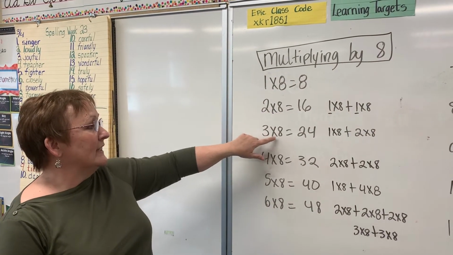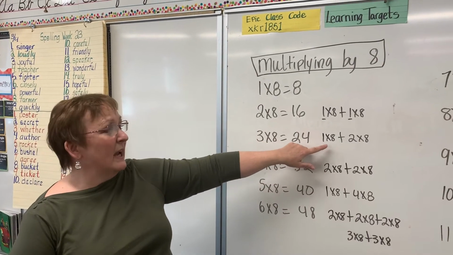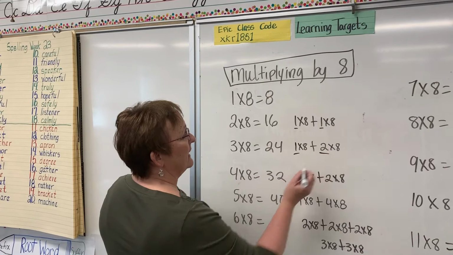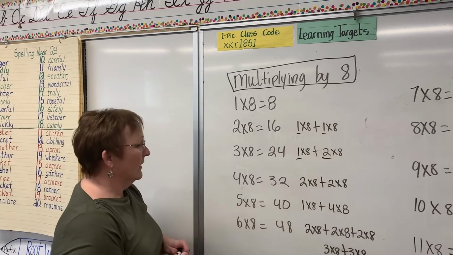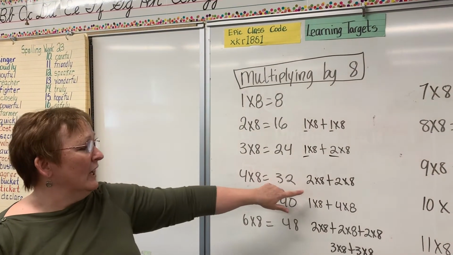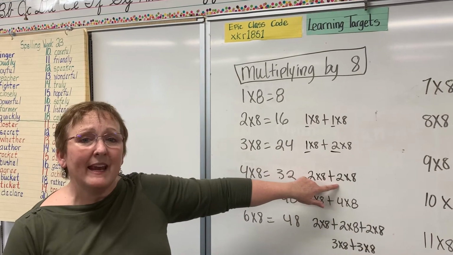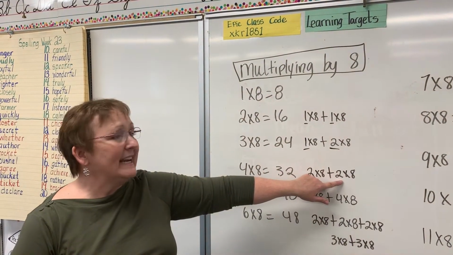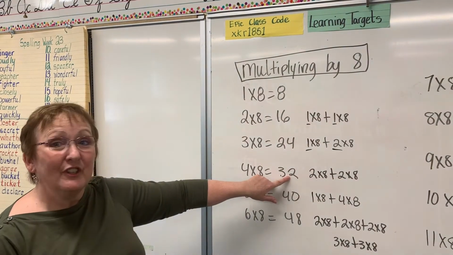But 3 times 8 is 24. I can go 1 times 8 plus 2 times 8 because the 1 and 2 equal 3. 4 times 8 is 32. I can go 2 times 8 plus 2 times 8. So I know that 2 times 8 is 16 and another 16. 16 and 16 is 32.